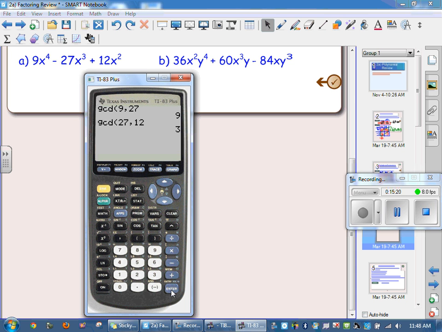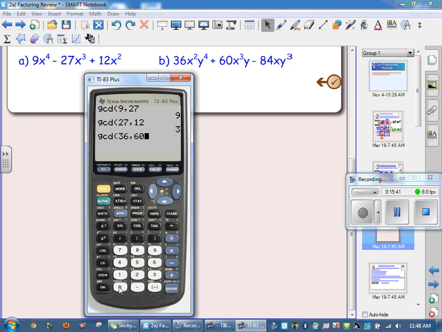So let's take the first two. So we want to retype it again. So I'm going to hit second enter, and it comes back up for me. Hit your left arrow to type on top of the numbers. And now you're going to type in 36, 60. Hit enter. What do they have in common? They can divide by 12.